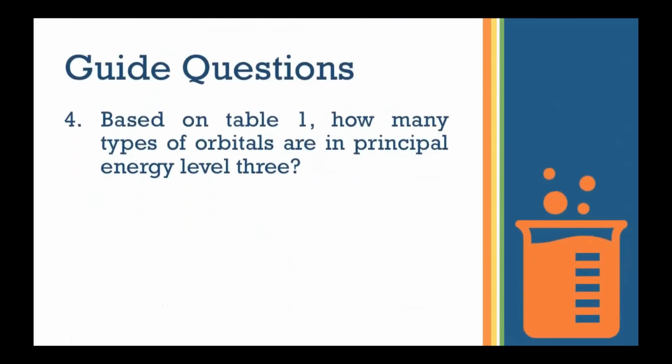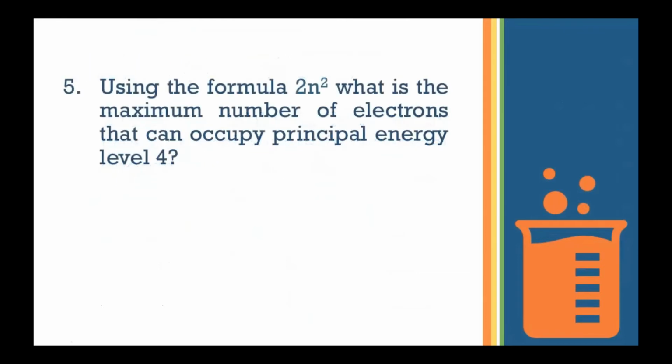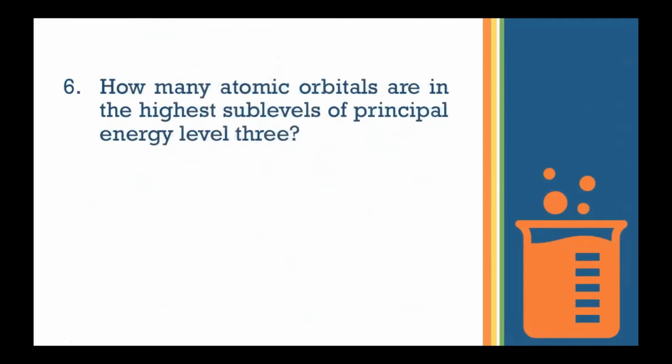Guide questions. Number 4: Based on Table 1, how many types of orbitals are in principal energy level 3? Number 5: Using the formula 2n², what is the maximum number of electrons that can occupy a principal energy level of 4? Number 6: How many atomic orbitals are in the highest sublevel of principal energy level 3?